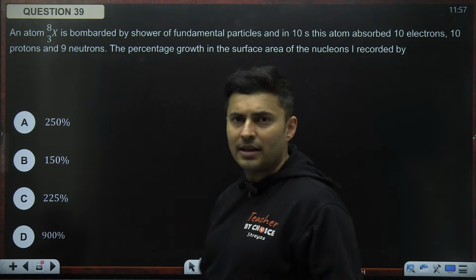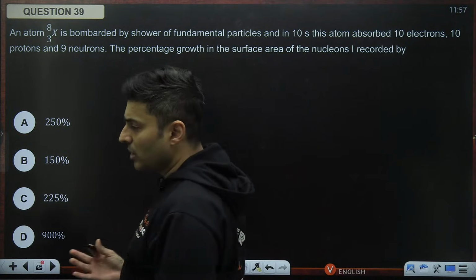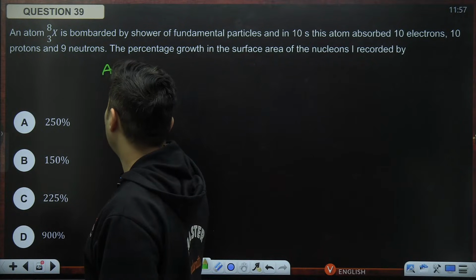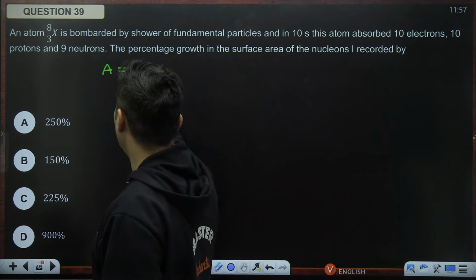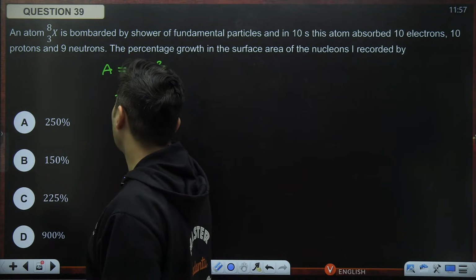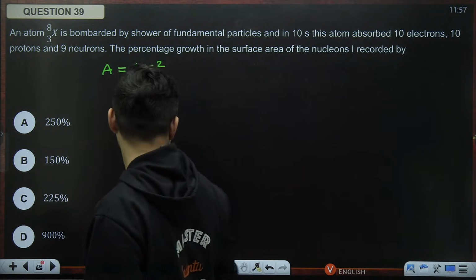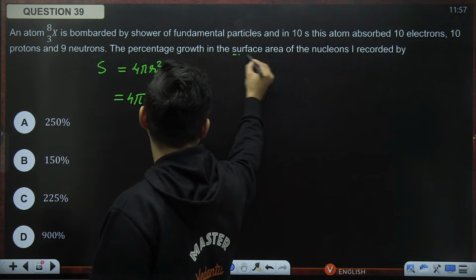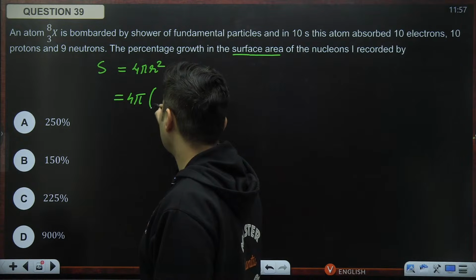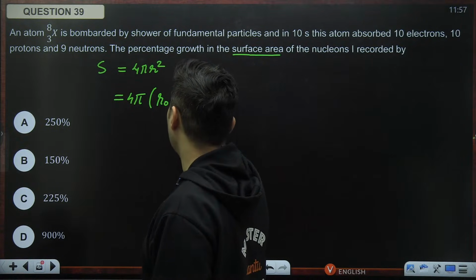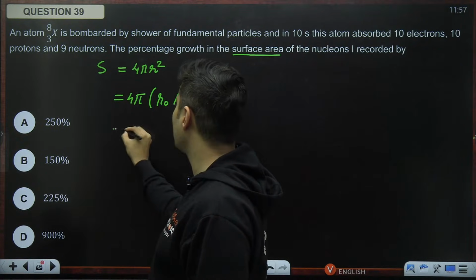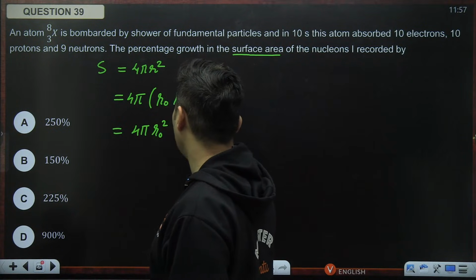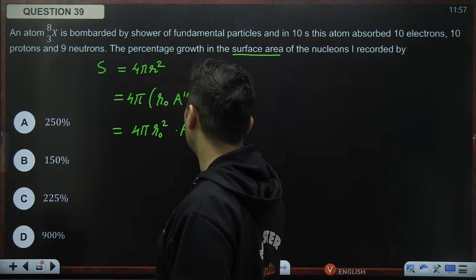How does the surface area depend on the nucleons? It depends on the number of nucleons. Remember that area is 4 pi r square, and do not forget the radius. This is the surface area, I'll put the S symbol. Radius is r naught, A raised to 1 by 3, A being the number of nucleons. So it will become 4 pi r naught square into A raised to 2 by 3.